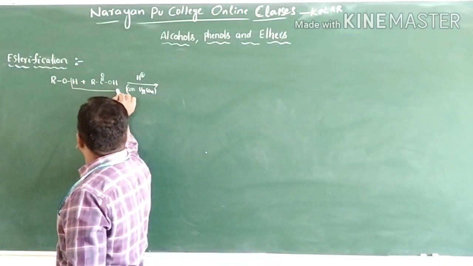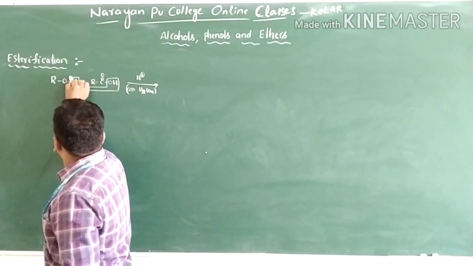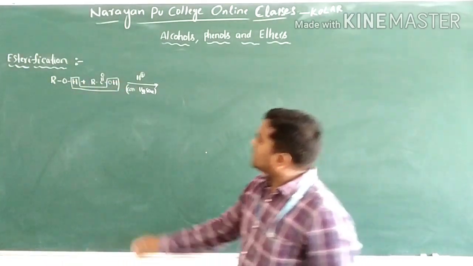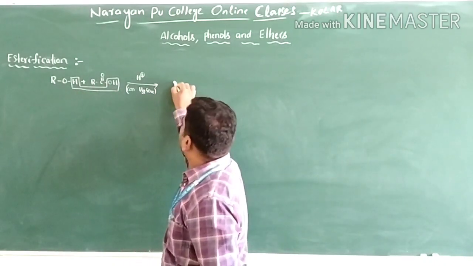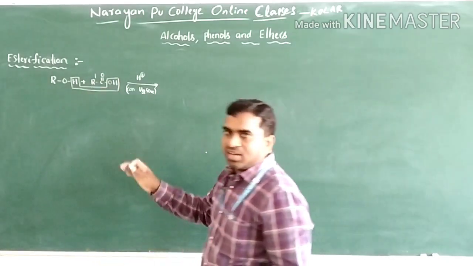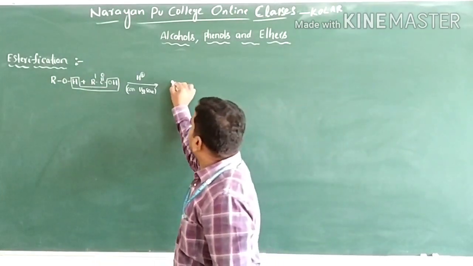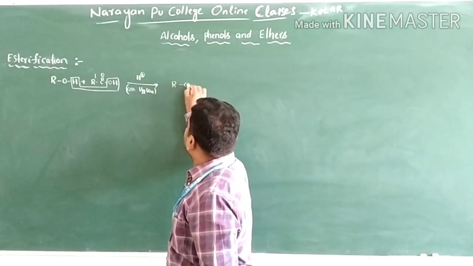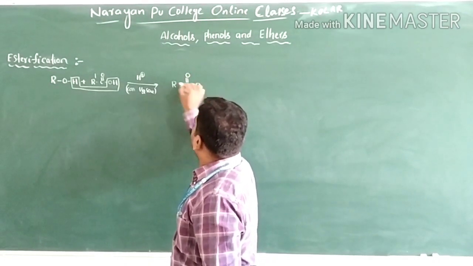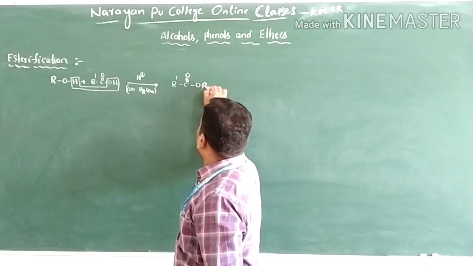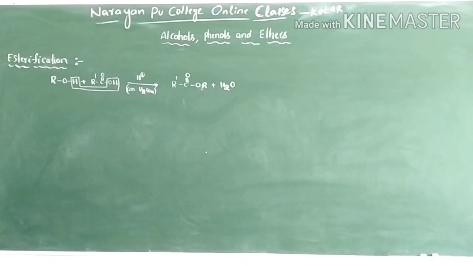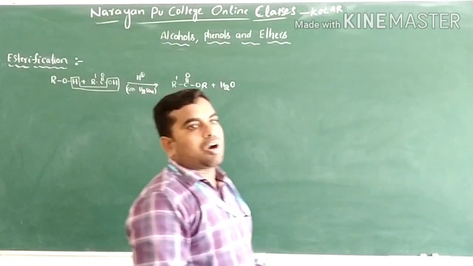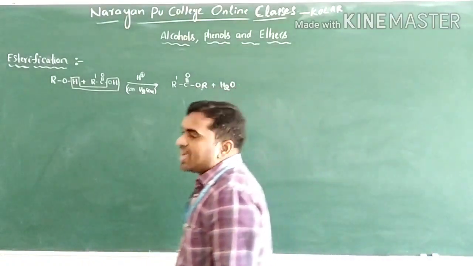Here H and here OH will be removed. Then what happened, you see? RCO and OR' will be added. So what you will get here? I will write R' here just for identification. So R, and here C double bond O, and there will be OR', plus H2O. And this reaction we will consider as esterification. The formation of esters from alcohols and carboxylic acids is called esterification.